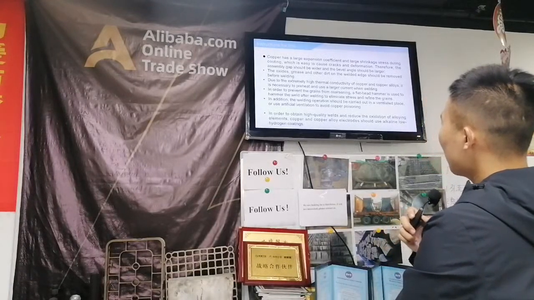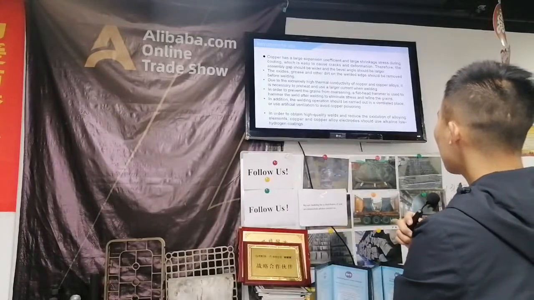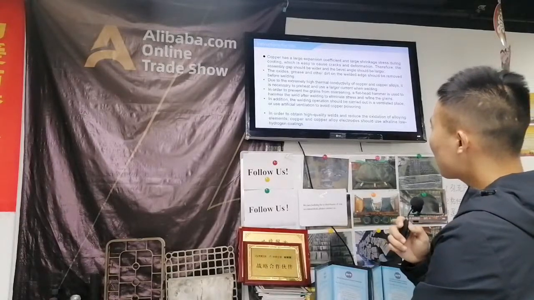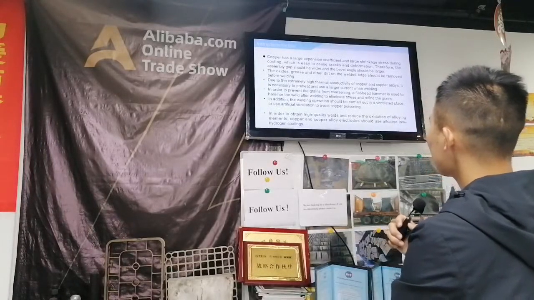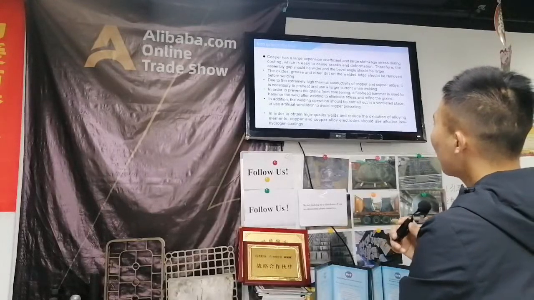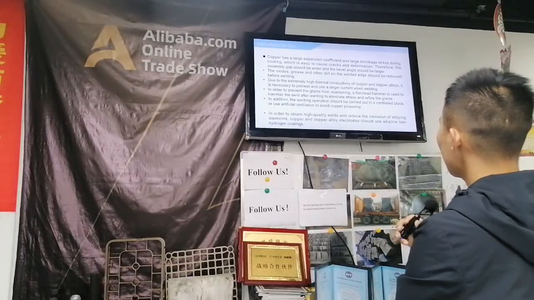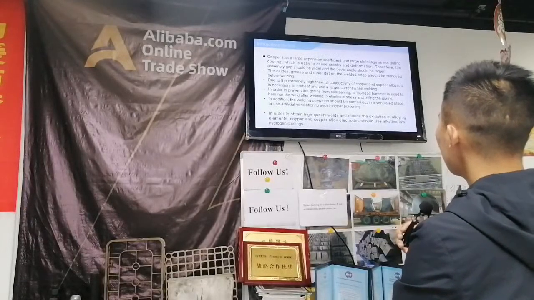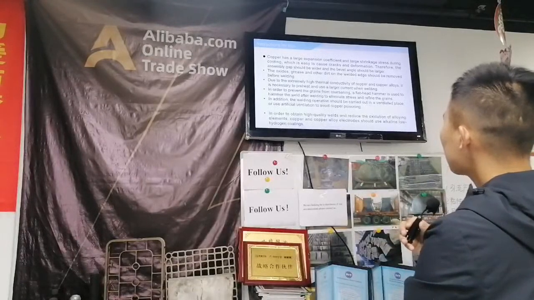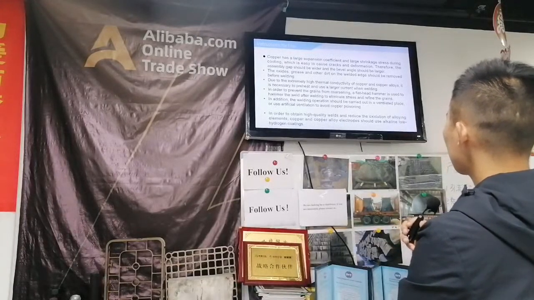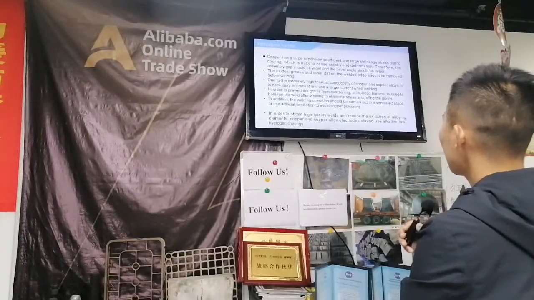Due to the extremely high thermal conductivity of copper and copper alloys, it's necessary to preheat and use a large current when welding. In order to prevent the grains from coarsening, a pneumatic hammer is used to hammer the weld after welding to eliminate stress and refine the grains.